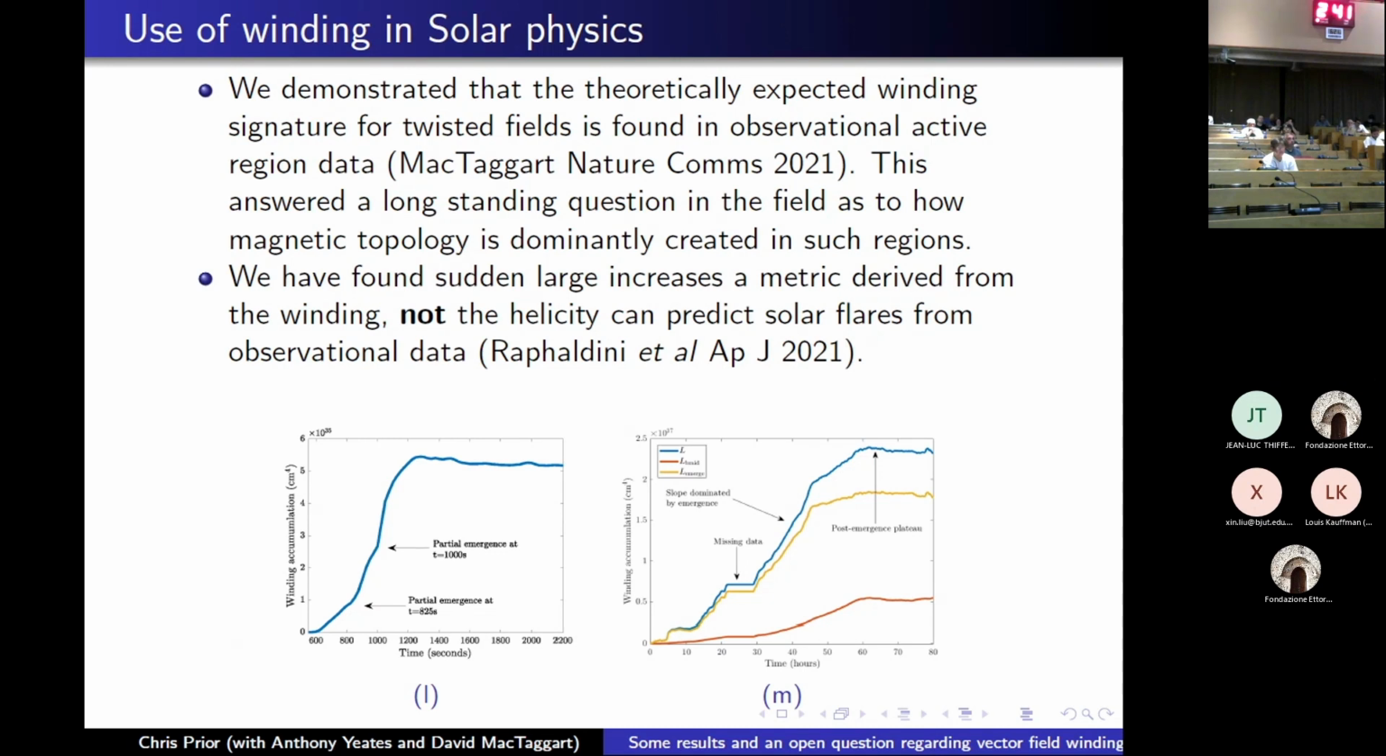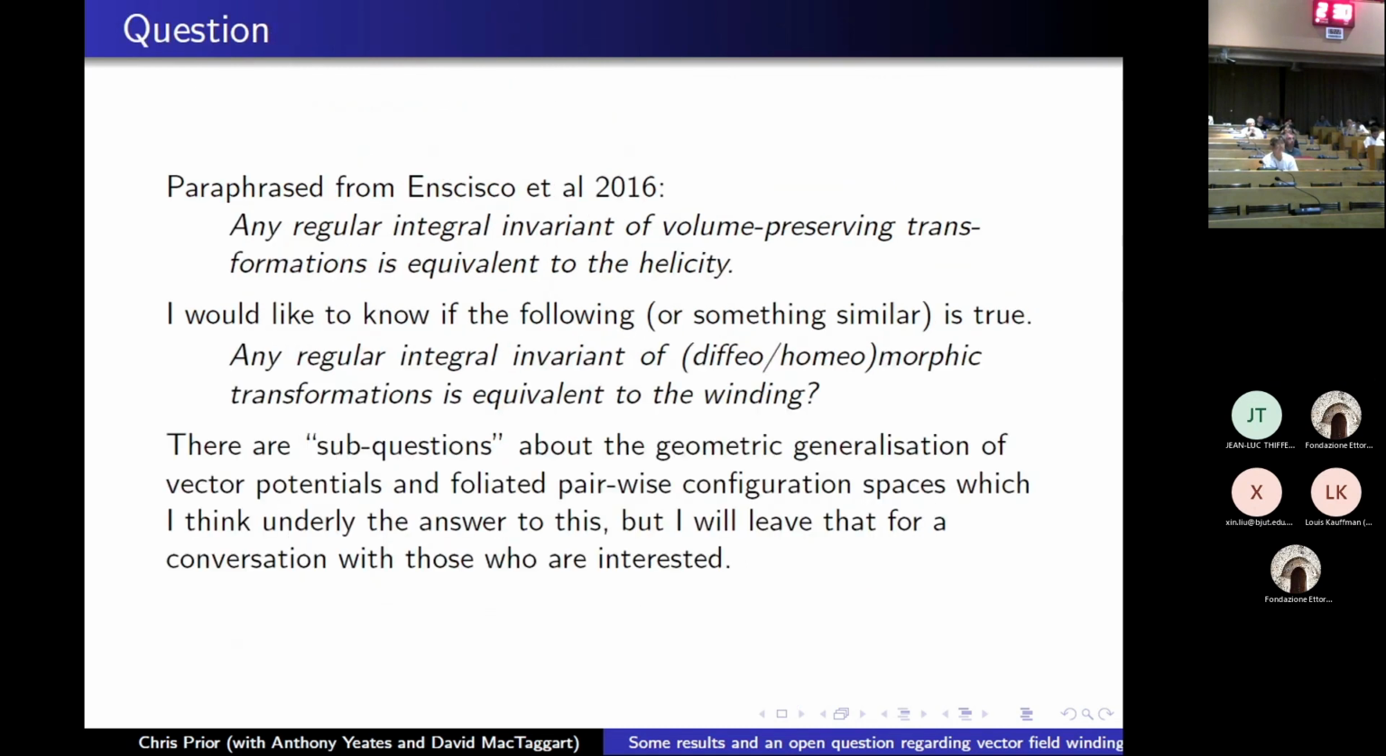So hopefully I've given you some argument that this distinction of this field line winding underlying these sort of topological quantities is a very important distinction. So now the question. This is a very well-known result in our field, right? That a few of the people here have been involved in, which says that any regular invariant of a volume-preserving transformation is equivalent to the helicity, or it's a function of the helicity, right?